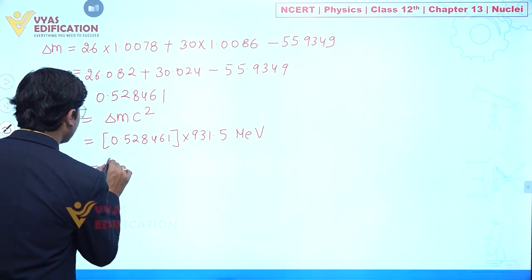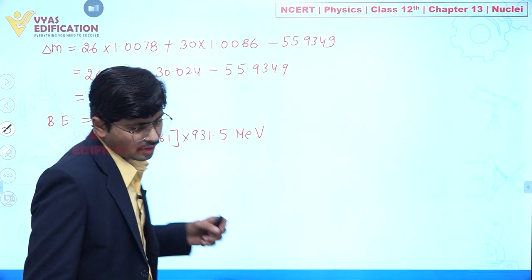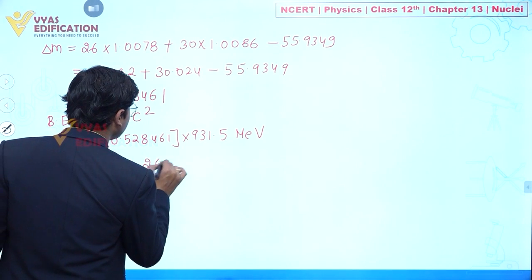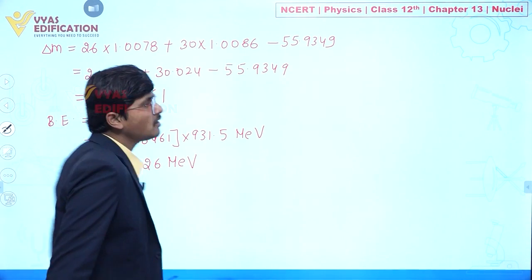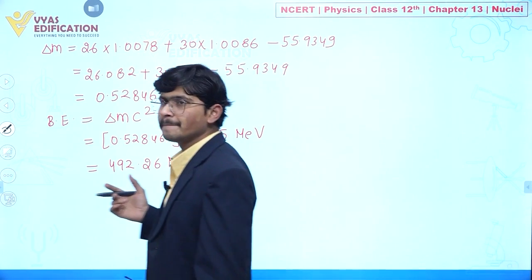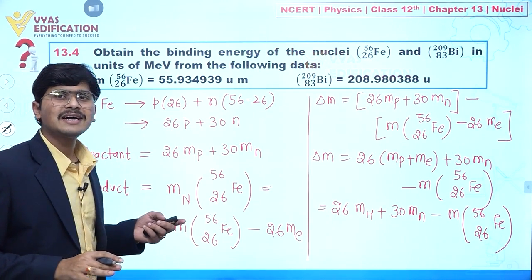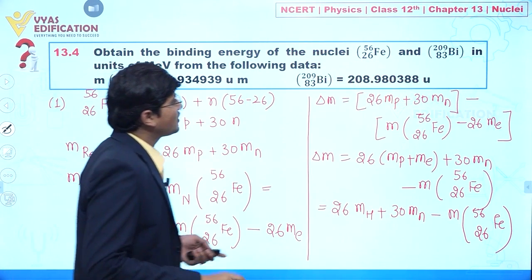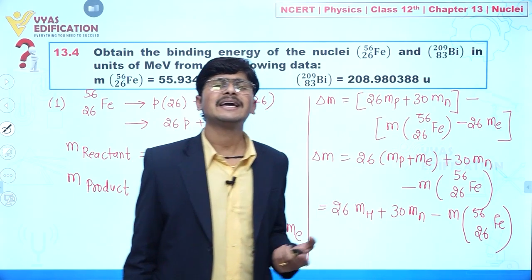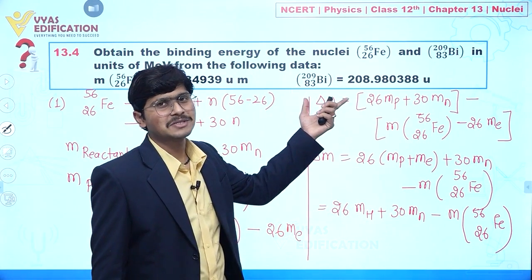So if you solve it, you will find this value will come out to be 492.26 million electron volt, clear. So like this you can calculate the value of binding energy for the nucleus. Which nucleus? For the iron, clear. Now similarly we have to find binding energy for the other nucleus, that is bismuth, clear.